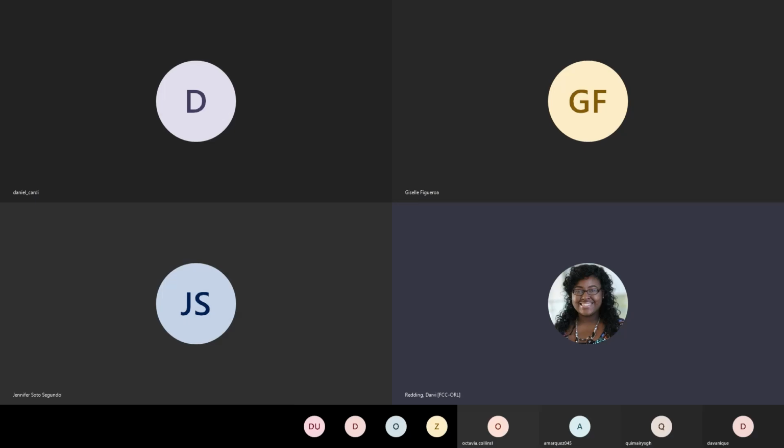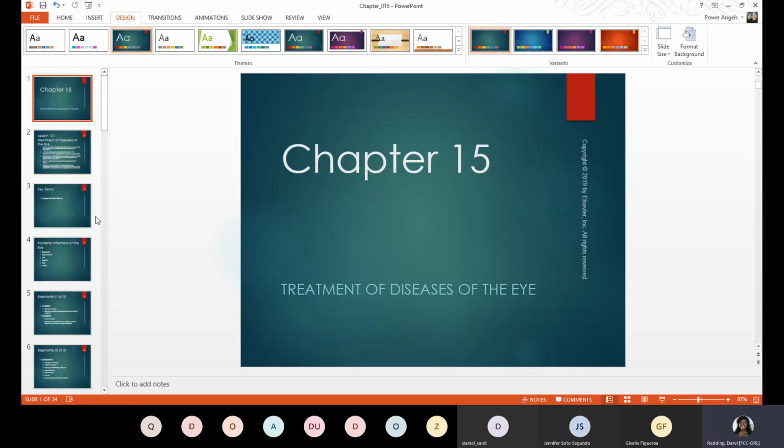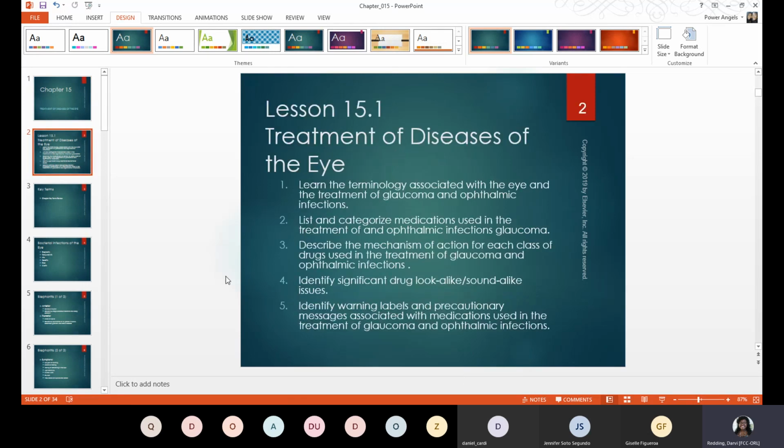So tonight we are going to begin in the book of pharmacology. We are going to begin in chapter 15, treatment of diseases of the eye. In this module, we're learning about the medications that are going to help treat the eye. The objective of this chapter includes you learning about the terminology that's associated with the eye, as well as the treatment for glaucoma and other ophthalmic infections.